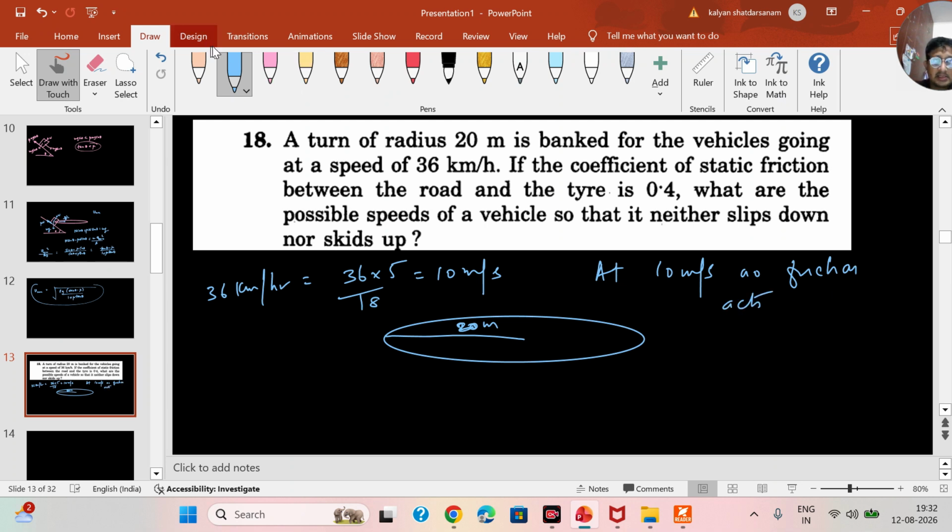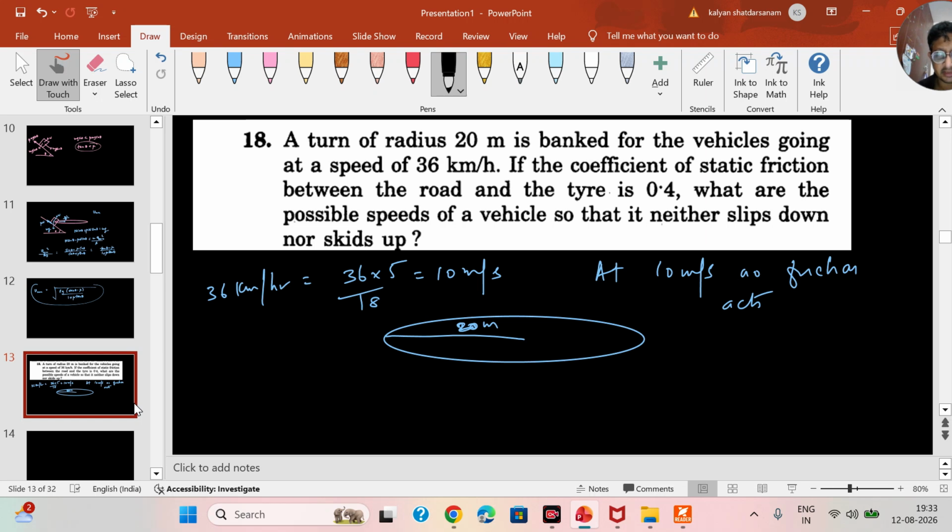Okay. So what coefficient of friction is given? 0.4. Now what is he asking? What are the possible speeds for a vehicle so that it neither slips down, which is minimum speed, nor skids up, which is maximum speed. So he's asking both the maximum and minimum speed with which the vehicle can go. It shouldn't go greater than the maximum speed, and it should not go lesser than the minimum speed.